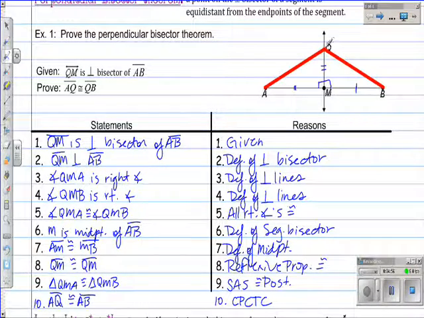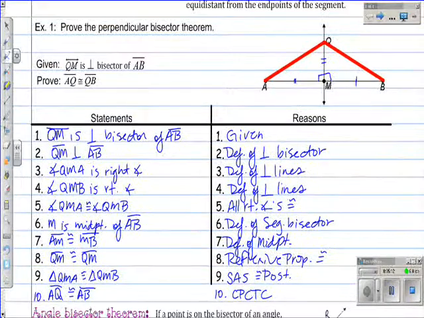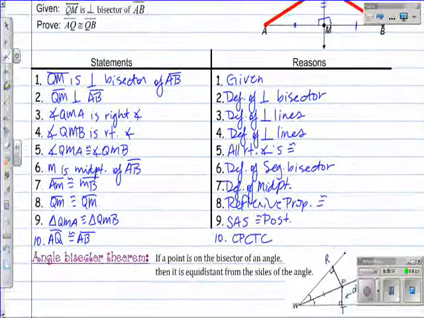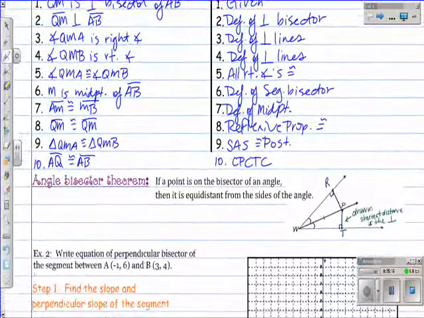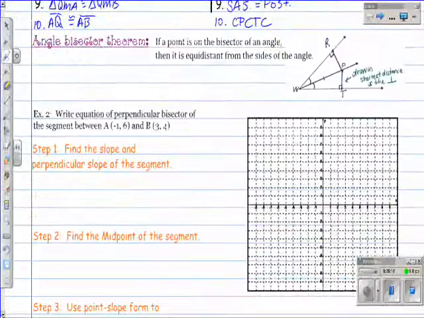And if you think about it, if Q were anywhere on this perpendicular bisector, this proof would still be the exact same way, which proves that the distance from any point on a perpendicular bisector to the endpoints of the segment that it bisects are always going to be congruent. From here, we're going to talk about the angle bisector theorem.